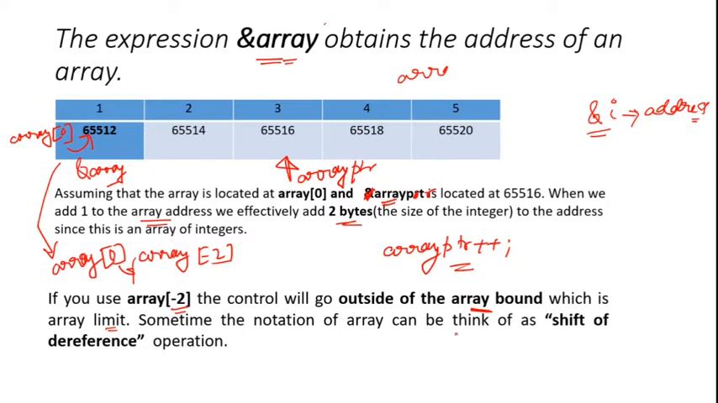Sometimes the notation of an array can be thought of as shift of dereference, meaning these are actually dereferencing: array[0], array[1], array[2], array[3]. So these are sometimes also thought of as a shift of dereference operation.